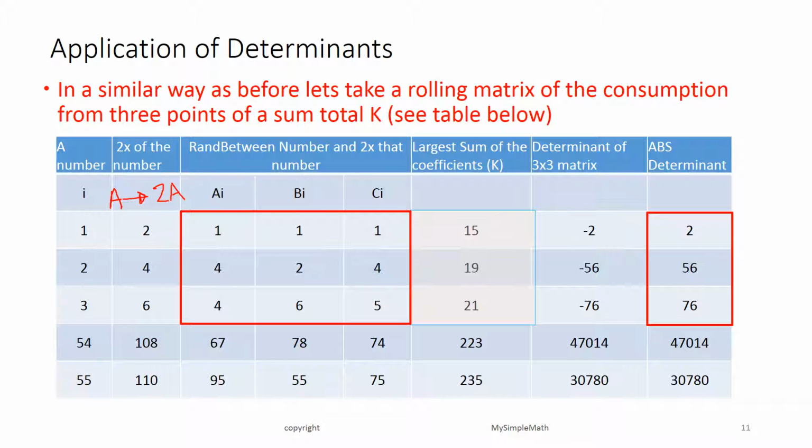So for the consumption on day 1 right here, I took a random consumption between 1 and 2, and it should be 2.